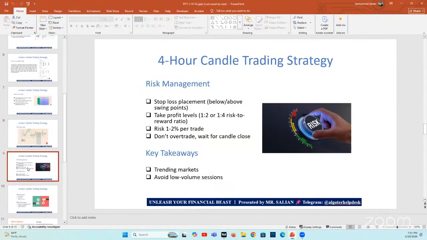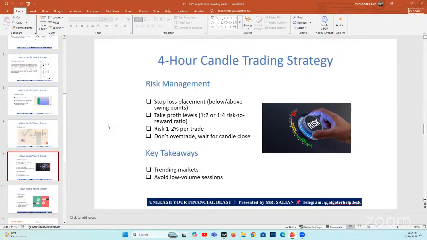That's it, guys. That's how to trade this 4 hour candle, okay? You should practice this so you can have the hang of it and you can use this as one of your strategies. Okay, risk management, of course, stop loss. You should always have the stop loss below or above the swing point. Take profit level, okay? Minimum 1:2.